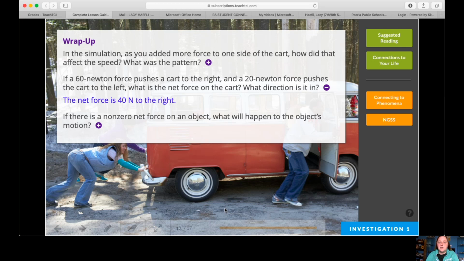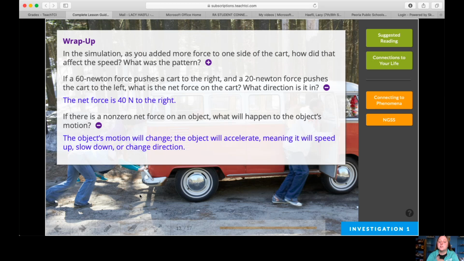Okay, if there is a non-zero net force on an object, what will happen to the object's motion? It will just not change. The object will accelerate, meaning it will speed up or slow down. I'm sorry, non-zero. So it will change if there is a non-zero net force. So it will speed up or slow down or change direction. If it is a 0 net force, it will not change speed, meaning it won't slow down or speed up or change direction. Okay.